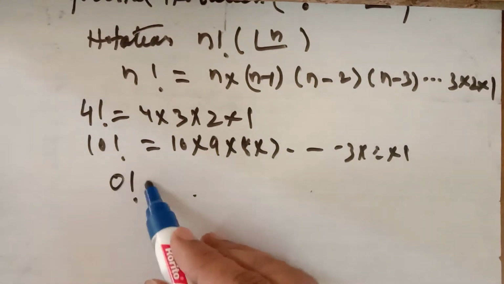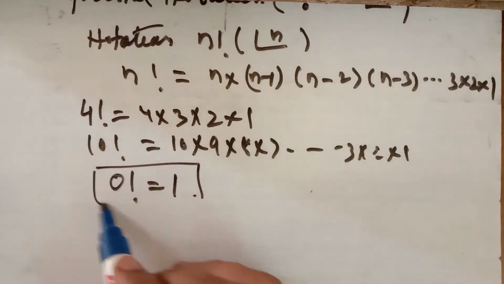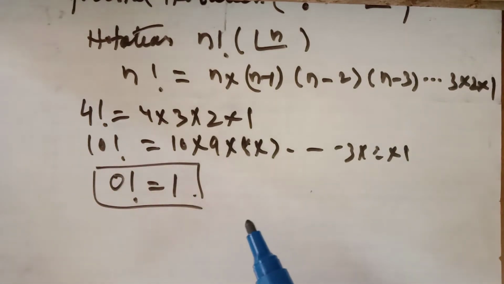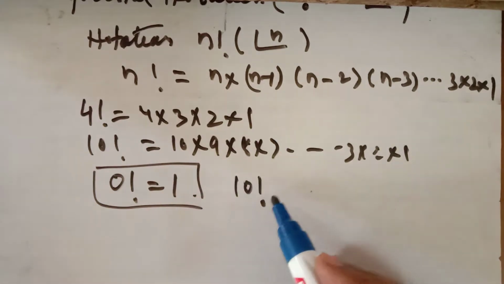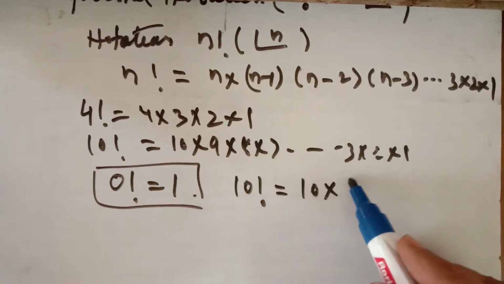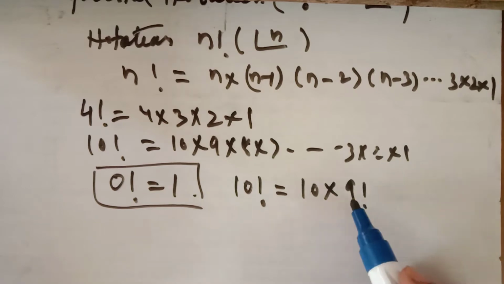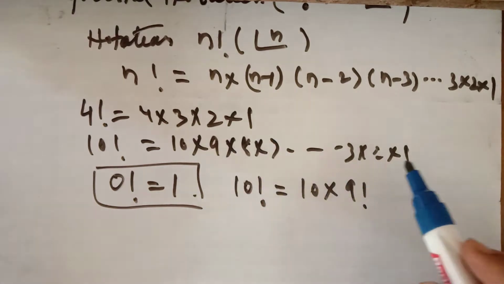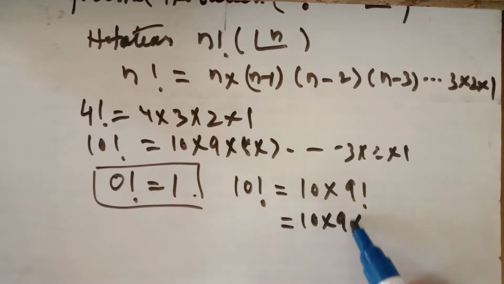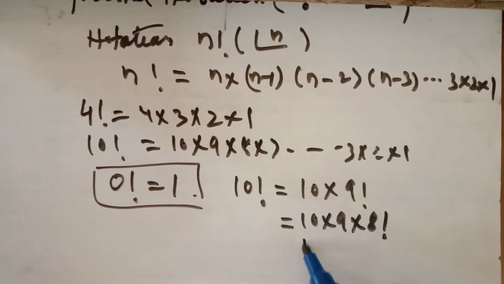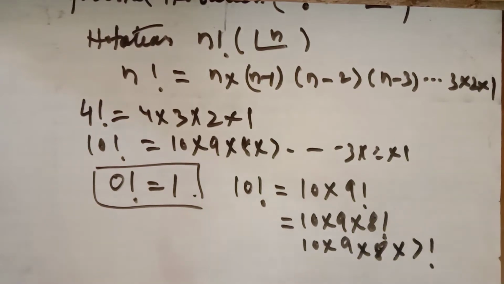Now 0 factorial is equal to 1. You learn it. I will explain this when we do the combination topic after the completion of permutation. So for any factorial notation, you can break it like this. You can write 10 into 9 factorial. That is, in place of 9 into 8 into 7 up to 3 into 2 into 1, you can write 9 factorial, or you can write 10 into 9 into 8 factorial. You can break it anywhere: 10 into 9 into 8 into 7 factorial and so on.